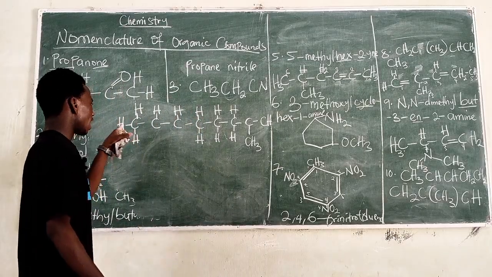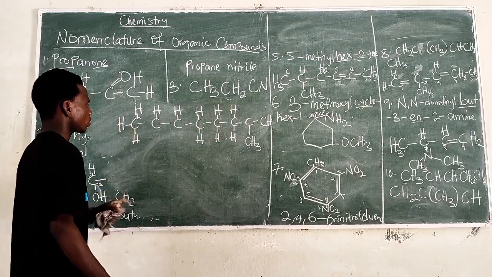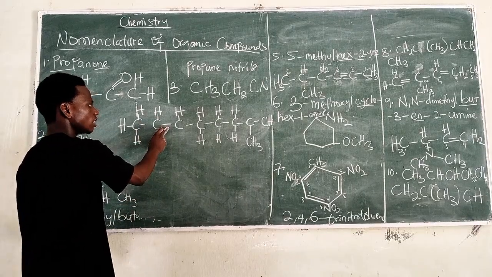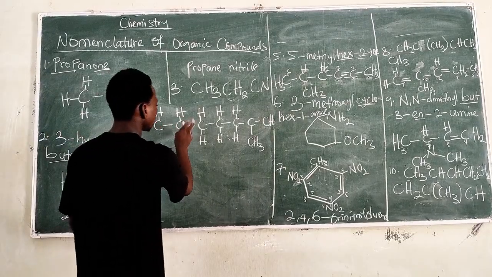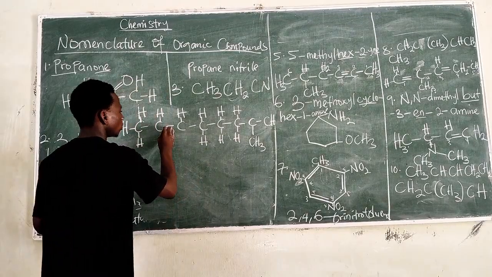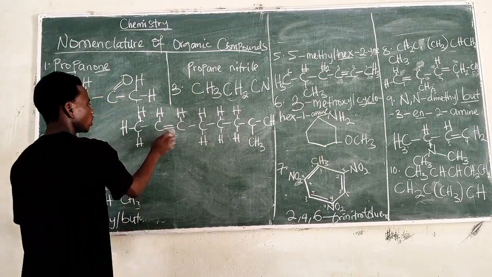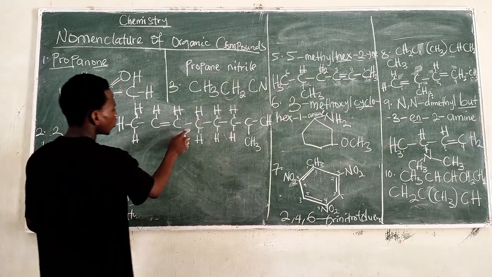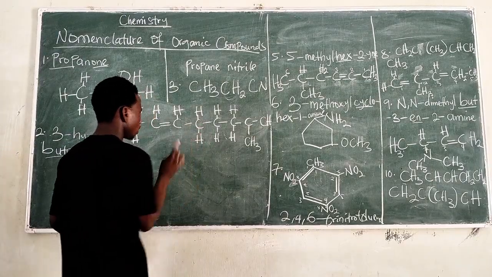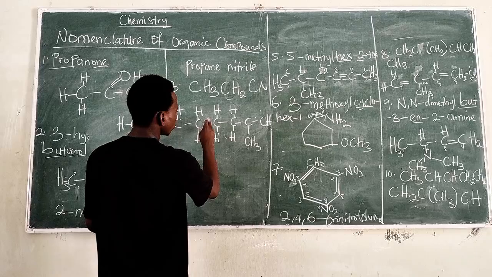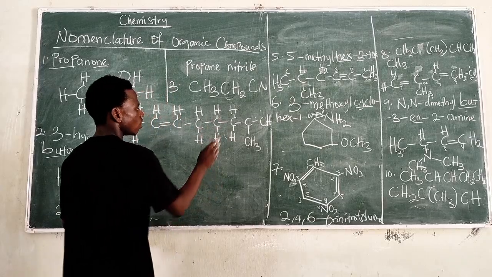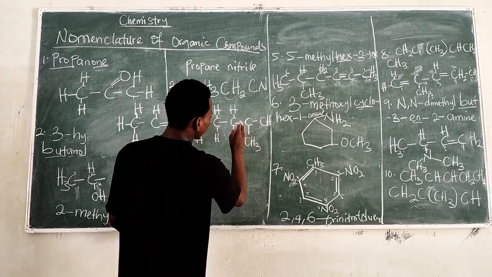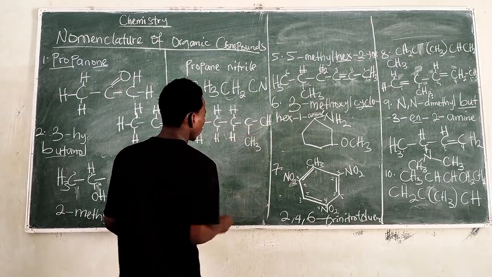So let's check our first carbon. Our first carbon has 1, 2, 3, 4 bonds, is complete. Our second carbon has 1, 2, 3, it's not complete. Our third carbon has 1, 2, 3, it's not complete. So we need a double bond here to complete the second and third carbon. Our fourth carbon has 1, 2, 3, 4, it's complete. Our fifth carbon 1, 2, 3, 4 is complete. Our seventh carbon 1, 2, 3, 4 is complete. Our eighth carbon is 1, 2, 3, it's not complete.